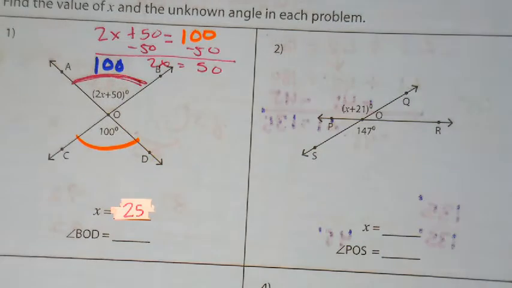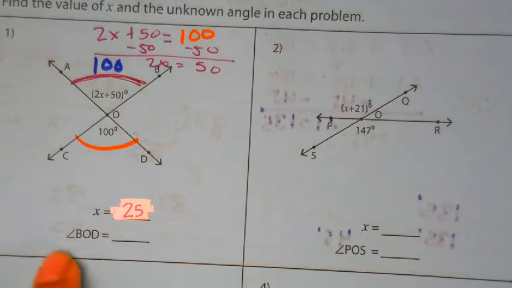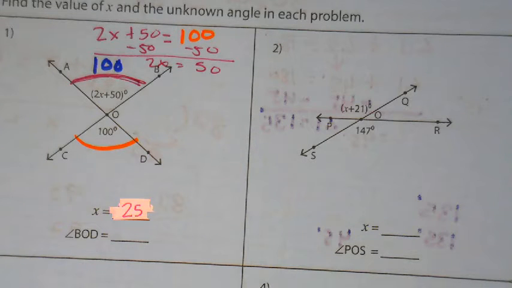Okay, what does the question at the bottom say? Angle BOD. Oh no, what is BOD? When they write it like this, you just follow the letters. So BOD, B-O-D. Oh, they're asking about this angle.